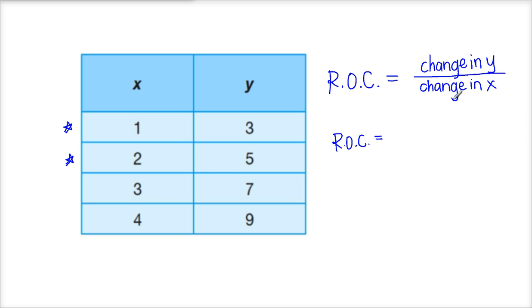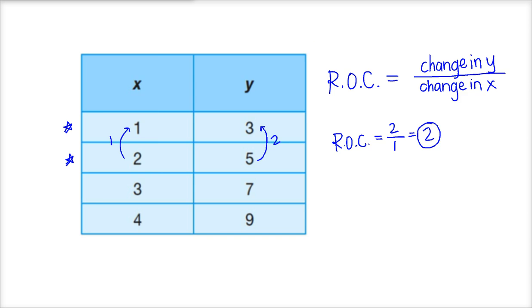So to find the rate of change, let's do the change in y first. Starting with the bottom point, we're going to subtract the top one. So 5 minus 3 is 2. So y changed by 2 units. X changed by 2 minus 1, which is 1. So x changed by just 1 unit. So the rate of change, when we simplify this fraction, is simply 2.